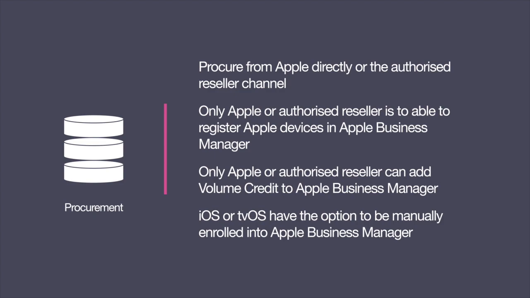Only Apple or an authorized reseller can add volume credit to Apple Business Manager. So when we talk about volume credit, we talk about volume purchasing. So this is a procurement of apps and content. You can provide a purchase order to your reseller or Apple directly, and they can give you credit so you can procure your apps without need of a credit card. And lastly, iOS devices or tvOS devices have the option to be manually enrolled into Apple Business Manager via Apple Configurator 2, and there are plenty of workflows and Apple's knowledge base.